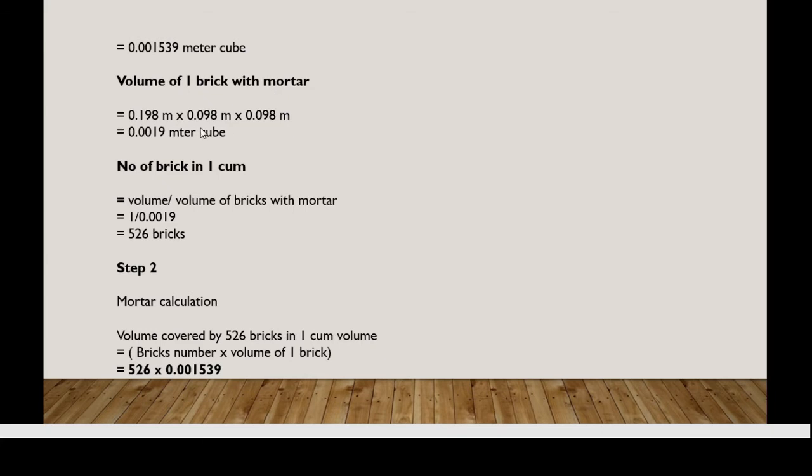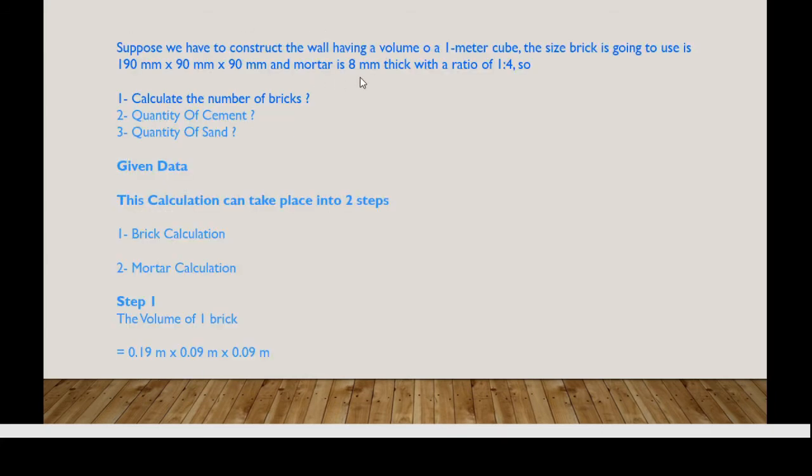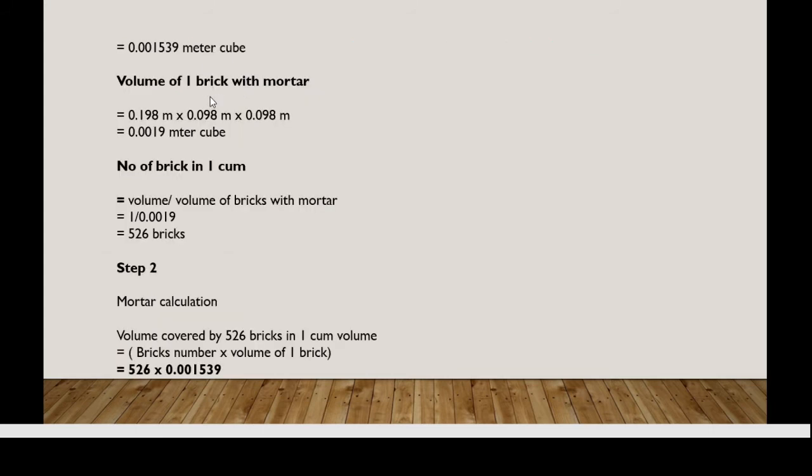Now we will take the volume of one brick with mortar. Our mortar thickness is 8 mm. So we add 8 mm thickness to 190 mm into 90 mm into 90 mm. By adding 8 mm thickness, we get 0.198, 0.098, 0.098 meter. So the value will be 0.019 meter cube.